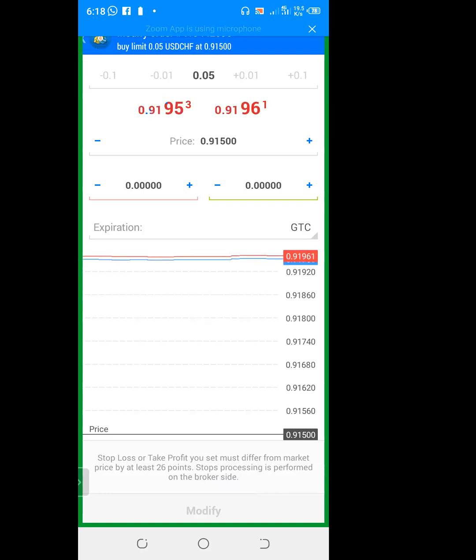Can you see, when you click it, the green line now and the red line where you have those zeros? That's where you also set your TP and your stop loss. Is it clear? Yeah, it's clear, man. Okay, good.